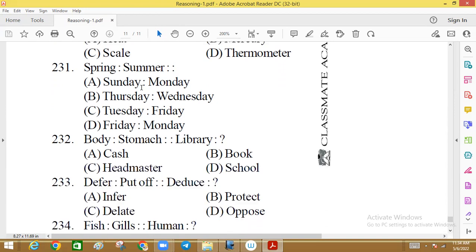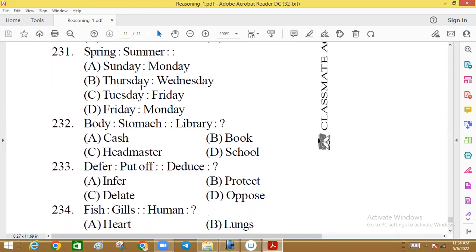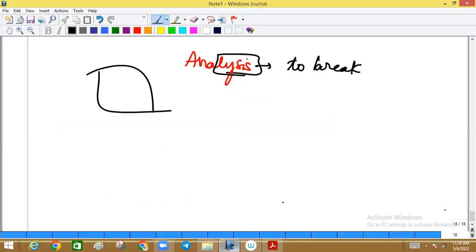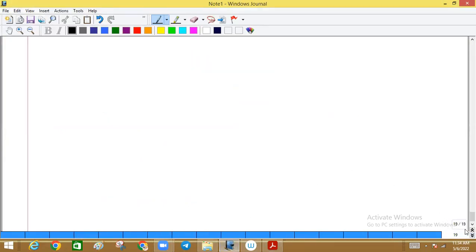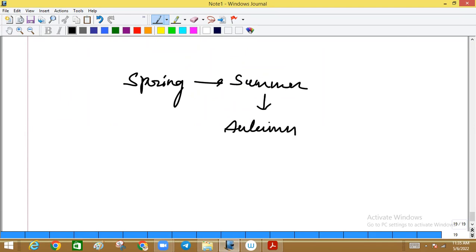Next one, 231. Spring, summer. In the same way, spring, summer. What is the relation between spring and summer? If you know the seasons, after spring. Now we are in where? So spring or summer? Summer. After summer, autumn. Then after autumn, winter. After winter, spring. This is how it goes.